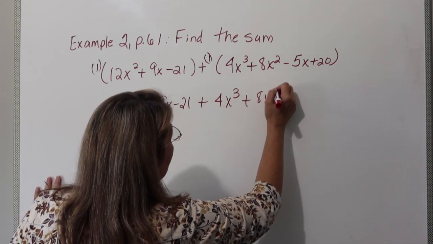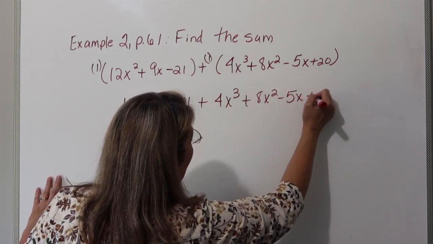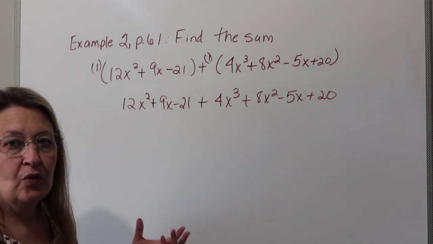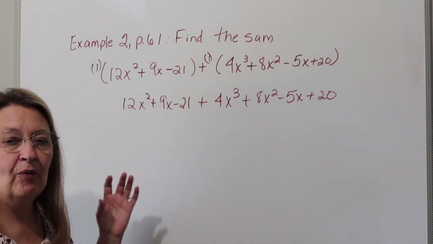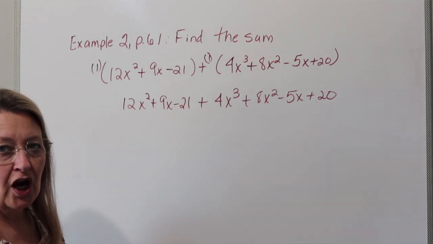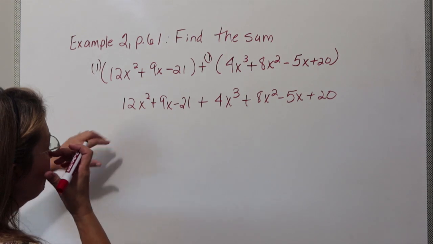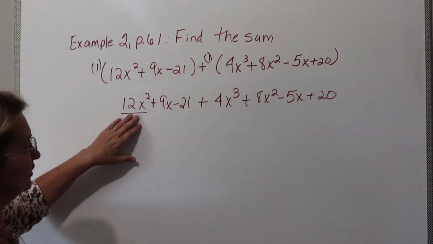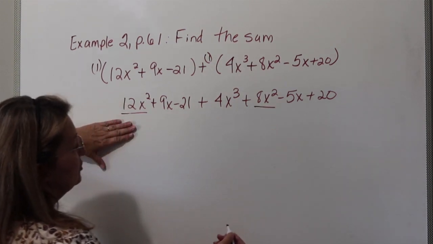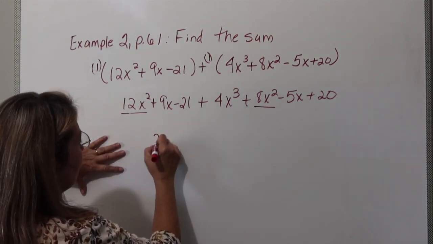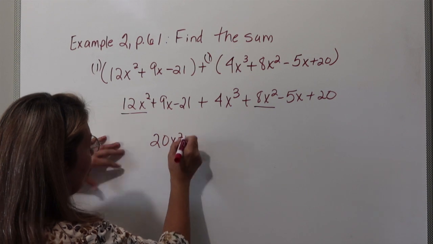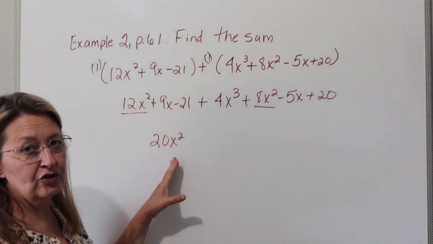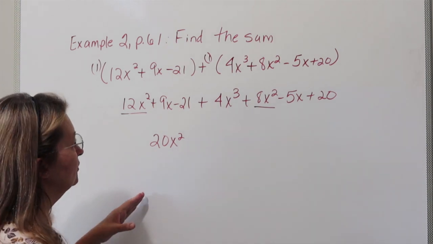So now, this is what our problem looks like. And there's no parentheses, so we can use the commutative property and we can match up terms and then combine them. So let's start with the first one. Do I have anything that matches 12x squared? Well, I have 8x squared, and when you add the two of those together, you get 20x squared. Remember, I said the powers don't change. The exponents do not change.